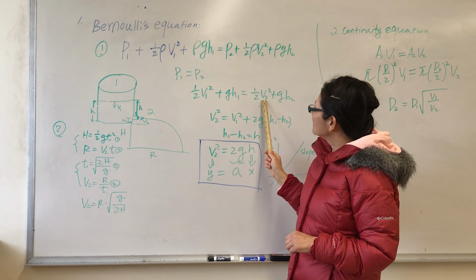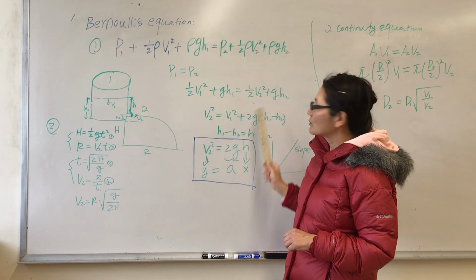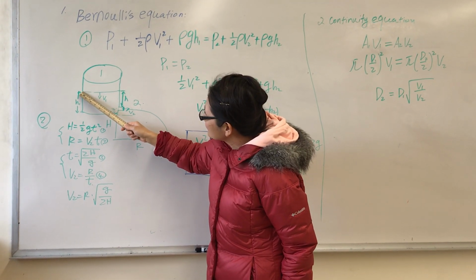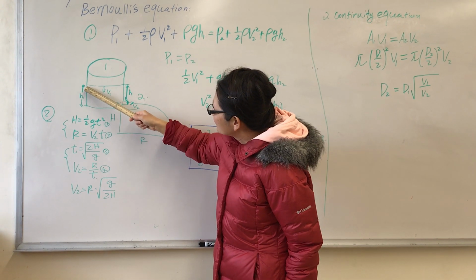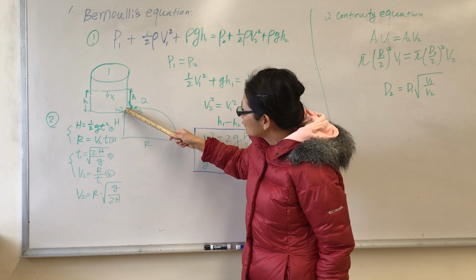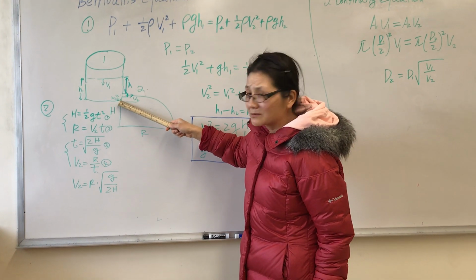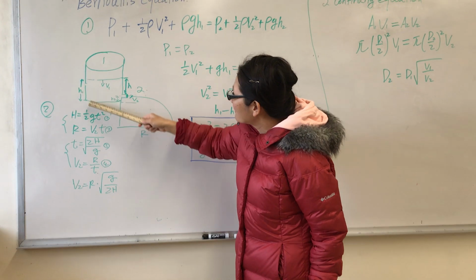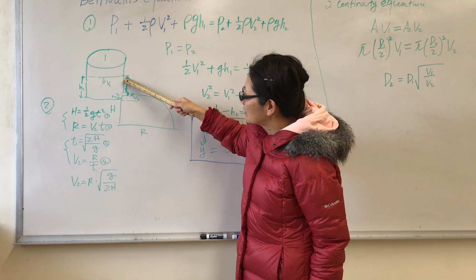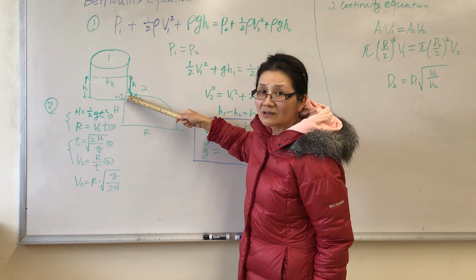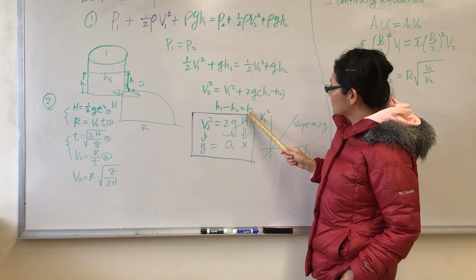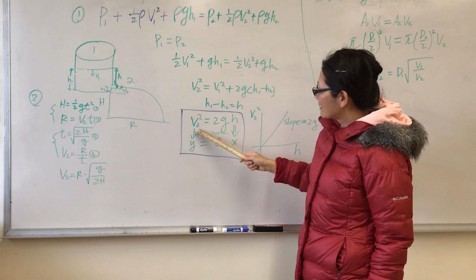So I'm going to move V2 here, and then rearrange the equation, and I get this equation. H1 is the level of the water in the tank, measured from the bottom of the tank to the water surface. H2 is from the middle of the orifice to the bottom of the tank. So H1 minus H2 is H, from the water surface of the tank to the middle of the orifice. H1 minus H2 equals H. So I got this equation.